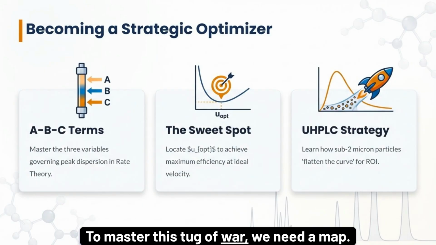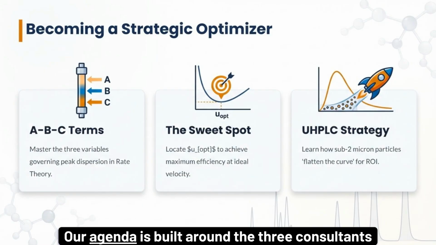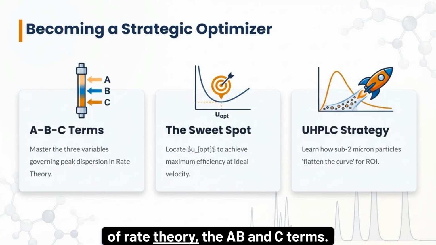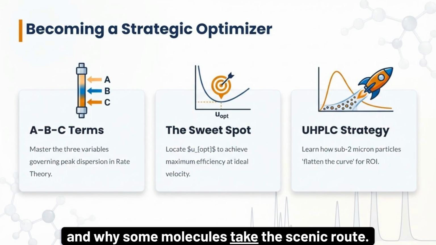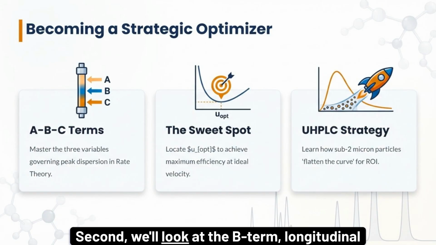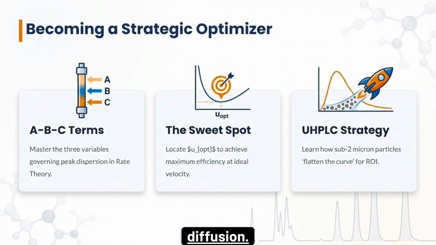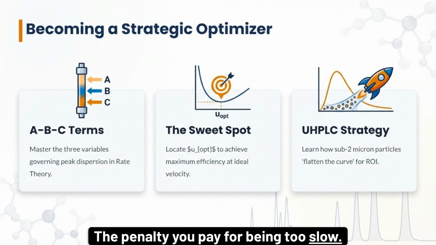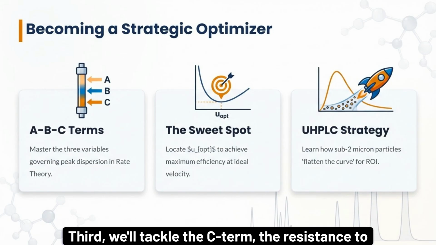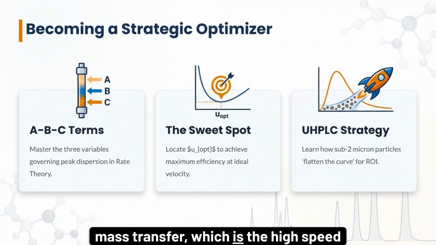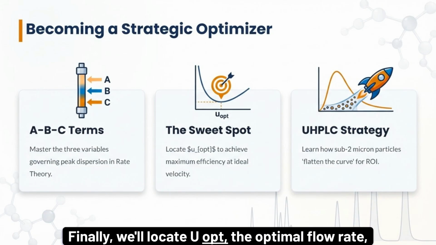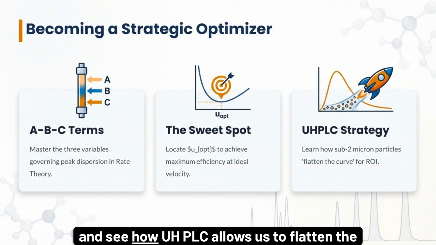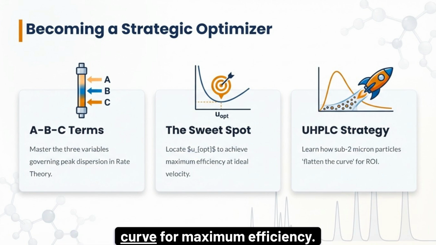To master this tug-of-war, we need a map. Our agenda is built around the three consultants of rate theory, the A, B, and C terms. First, we'll define the A term, eddy diffusion, and why some molecules take the scenic route. Second, we'll look at the B term, longitudinal diffusion, the penalty you pay for being too slow. Third, we'll tackle the C term, the resistance to mass transfer, which is the high-speed resistance that kills resolution. Finally, we'll locate U-opt, the optimal flow rate, and see how UHPLC allows us to flatten the curve for maximum efficiency.